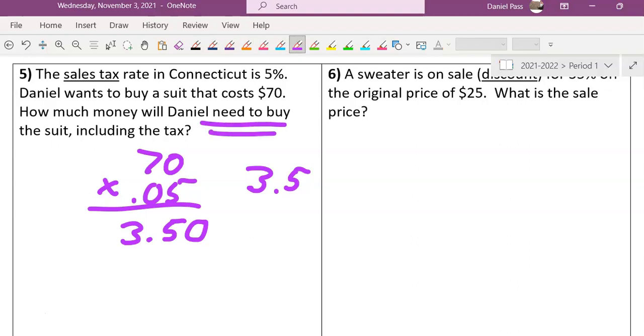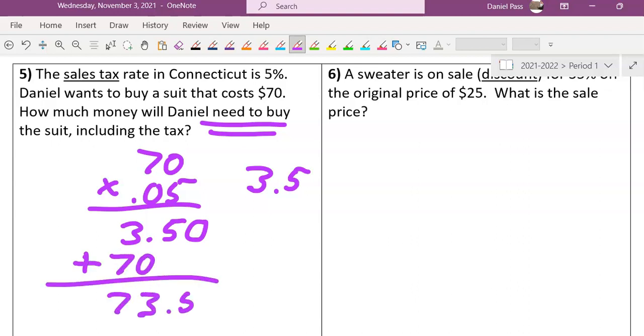So now we do the sales tax, so we do 3.5 plus 70, and you get 73.50 because it can't just be 73.5, and you gotta add that extra 0, and that's excellent. 50.